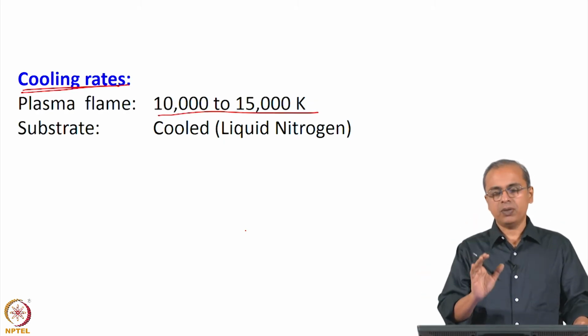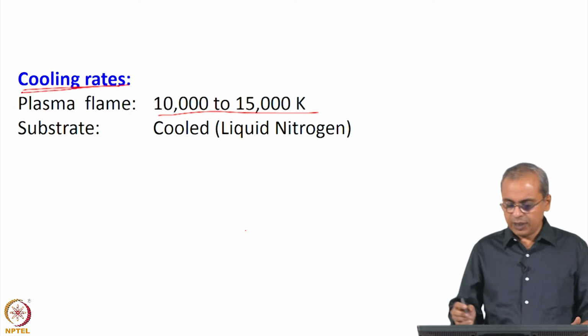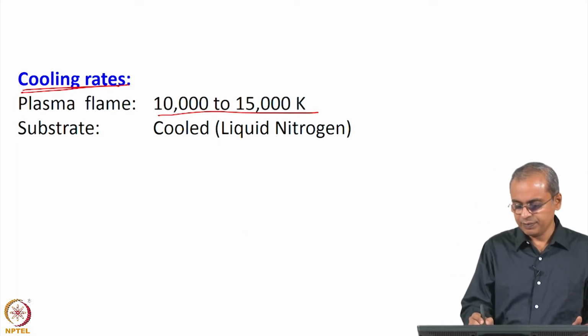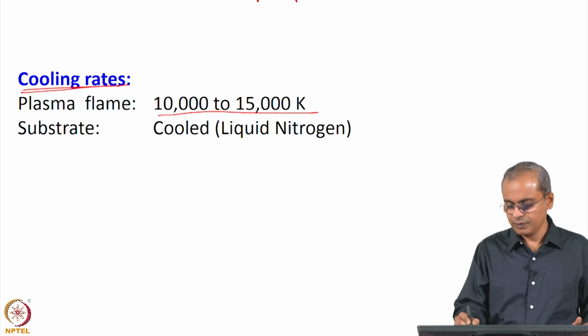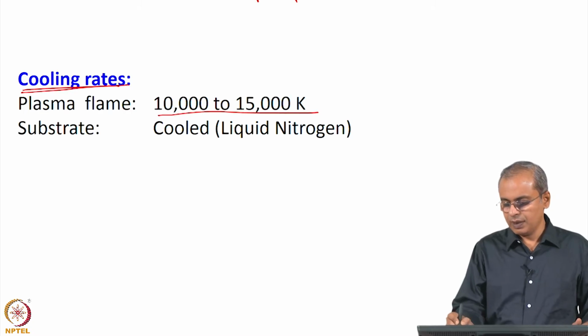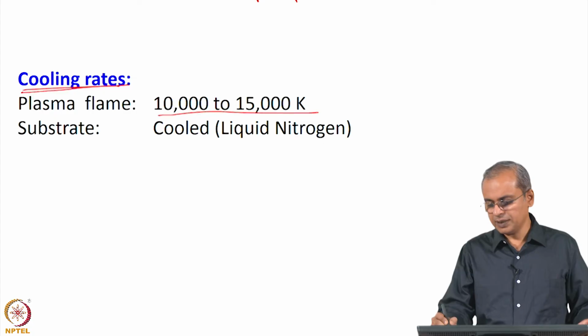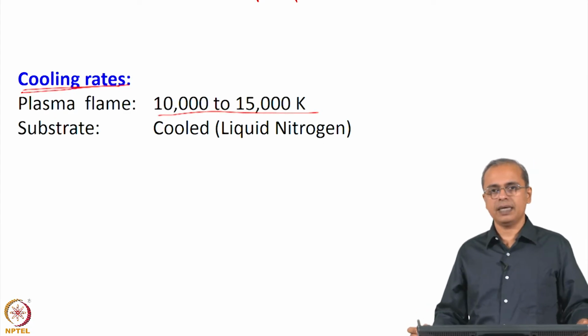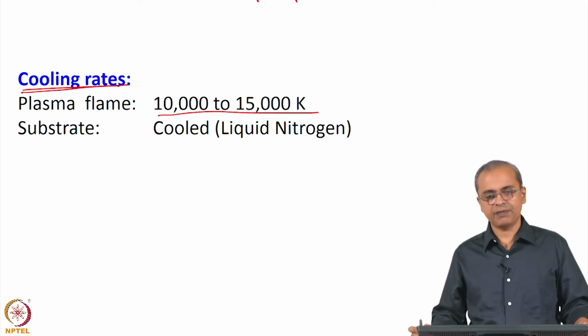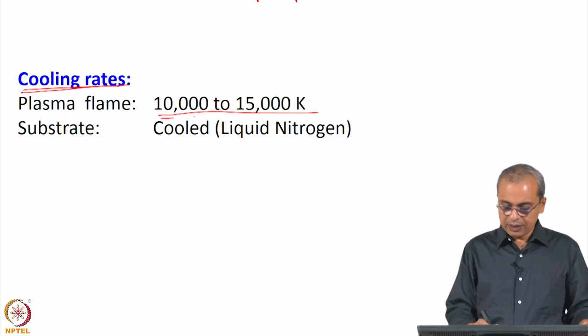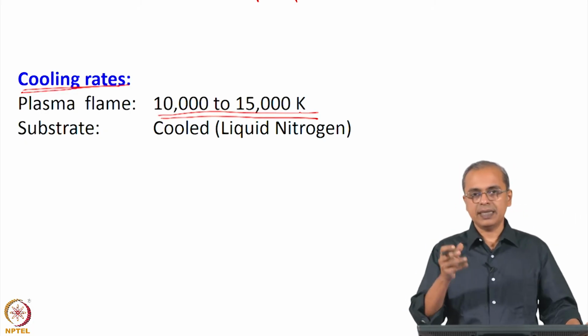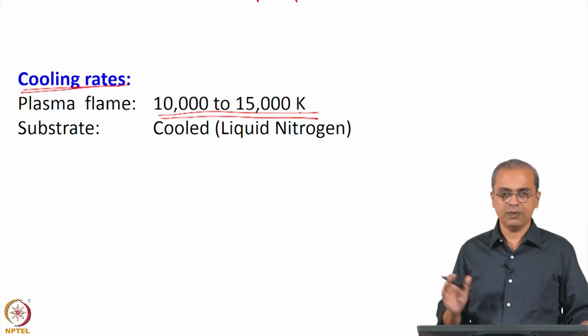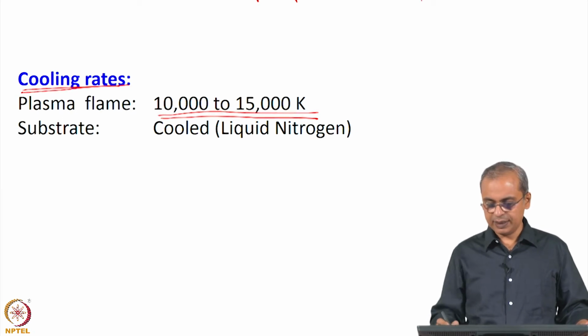The plasma flame is about 10,000 to 15,000 Kelvin. For your reference, the surface of the sun is approximately 6,000 Kelvin. So, therefore, the plasma that you are attaining in your lab is at a temperature that is higher than the surface of the sun. Okay. That is something that you have to understand.